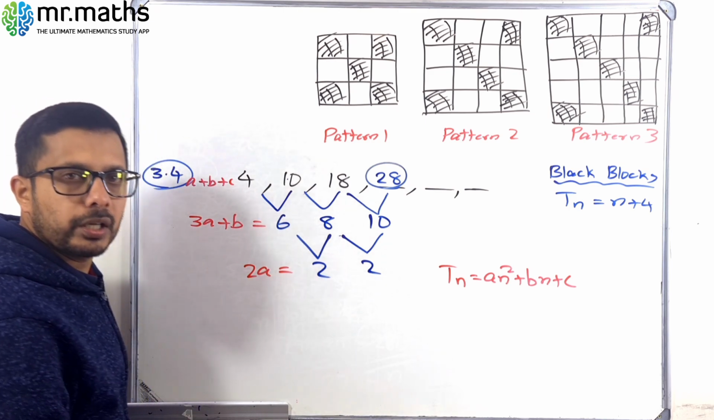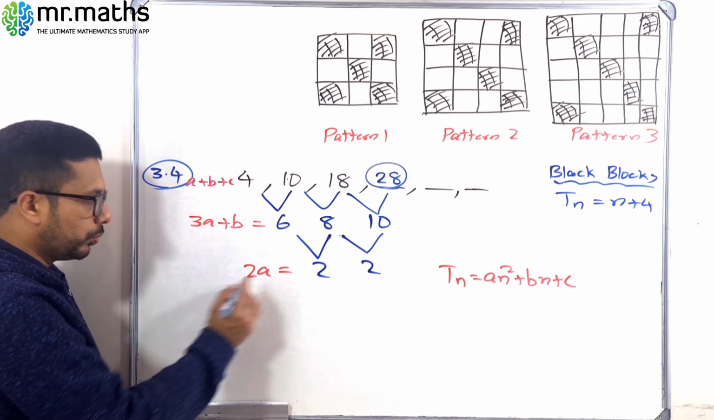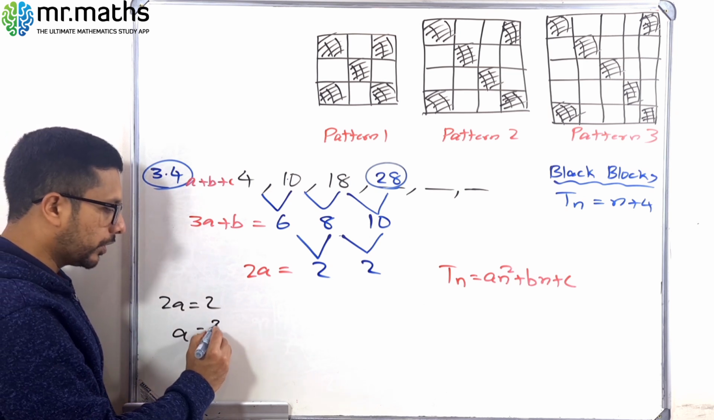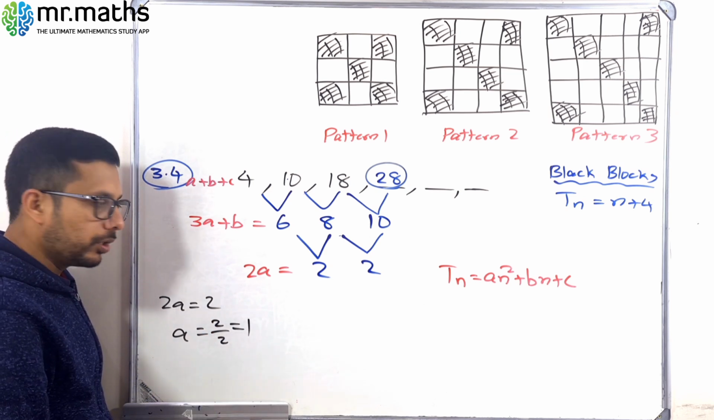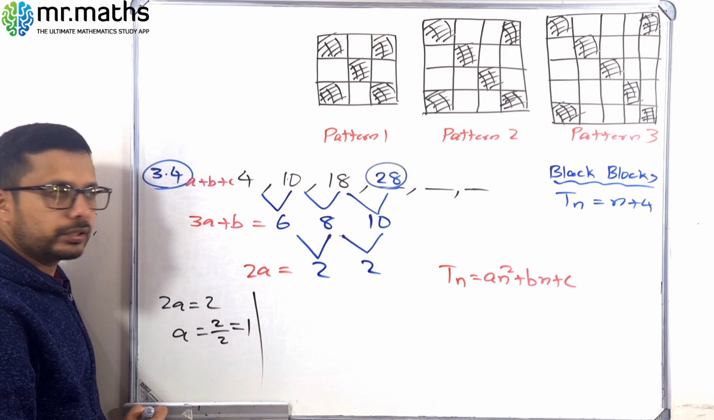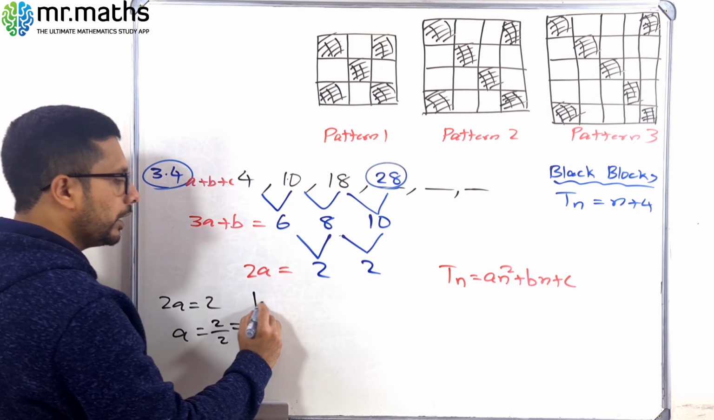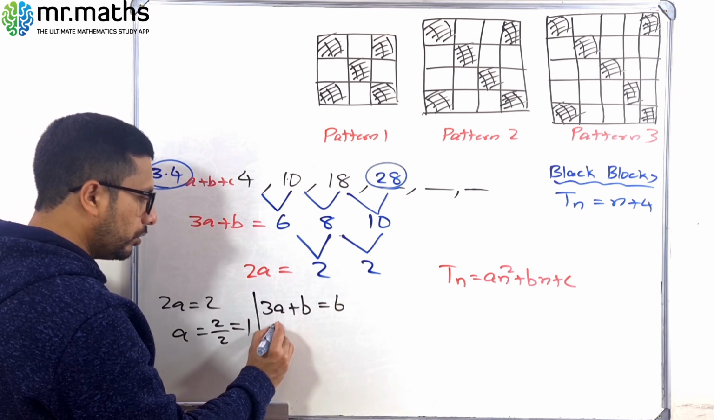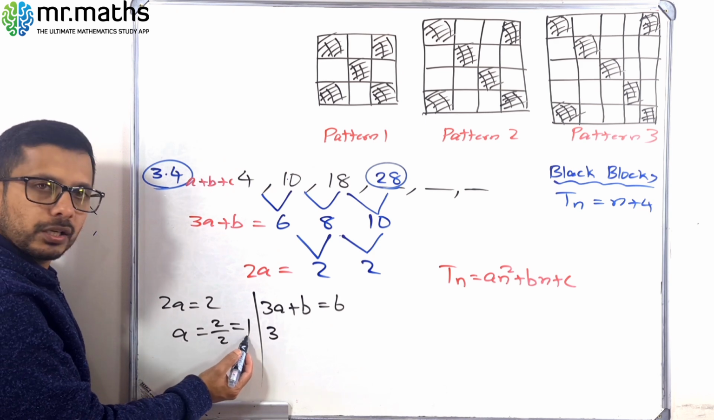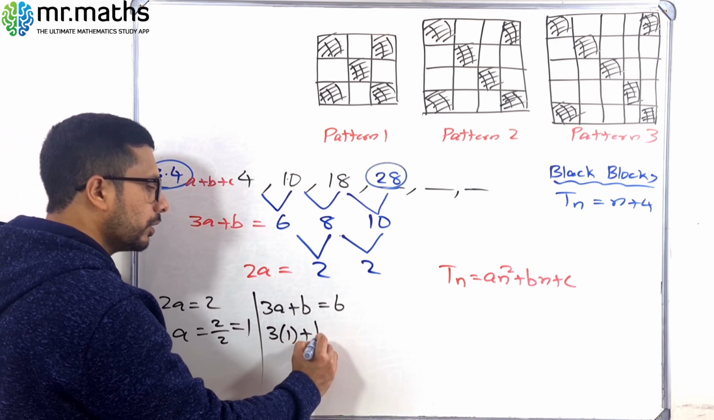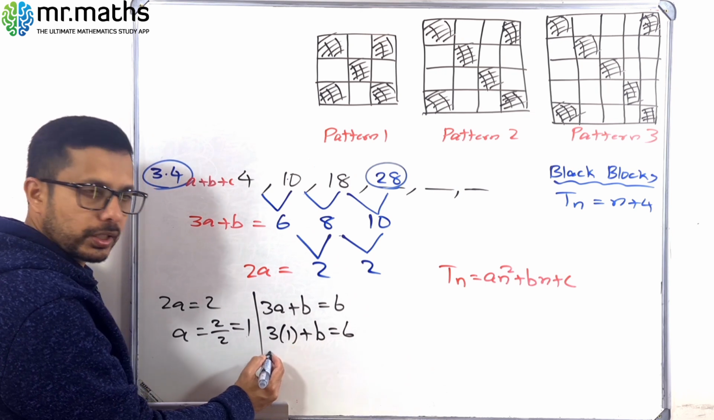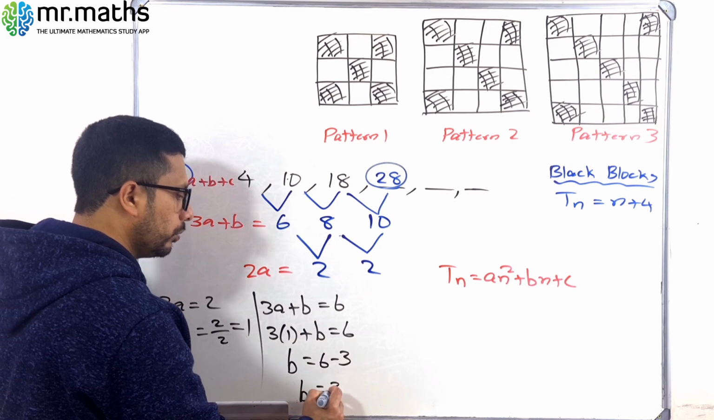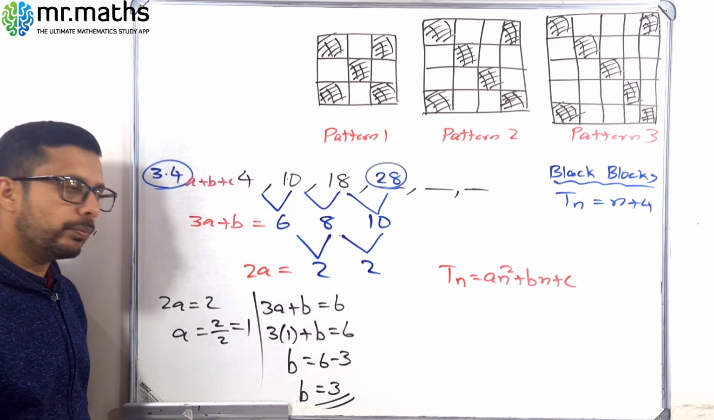Now we have to simplify and find the value of a. 2a is equal to 2. So what is a? Take the 2 to the other side, so it is division. 2 divided by 2, that is 1. So now we know the value of a is 1. Now take the second equation, 3a plus b is equal to 6. We can substitute the value of a as 1. So 3 into 1 plus b is equal to 6. 3 into 1 is 3. So b is equal to 6 minus 3. So b is equal to 3.